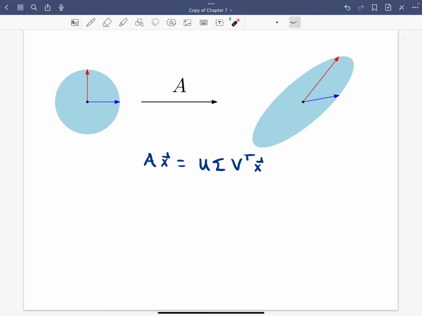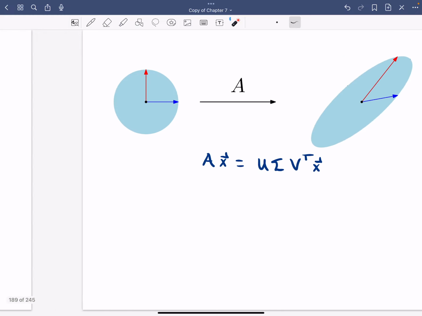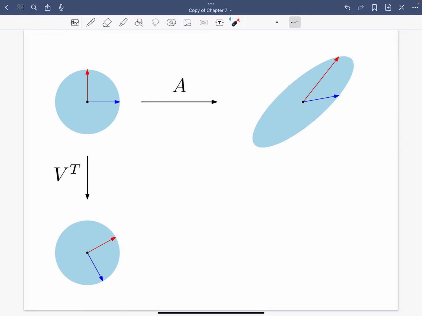So what do each of these pieces do? Because V is an orthogonal matrix, and remember orthogonal matrices preserve lengths of vectors and the angle between two vectors, essentially they're just like a rotation. They're taking all of Rn and rotating it in some way. That is what V transpose is doing. That's what the first step of our linear transformation is doing.